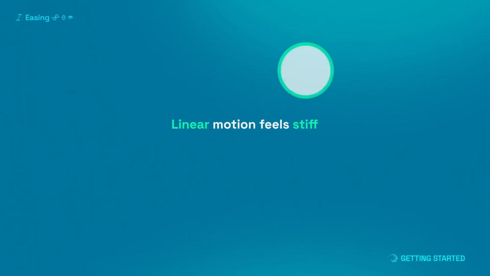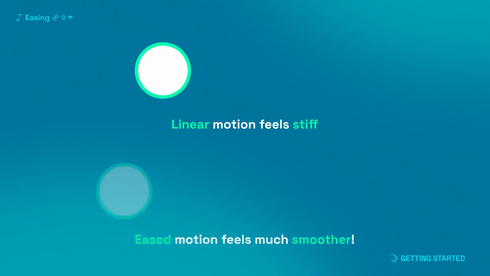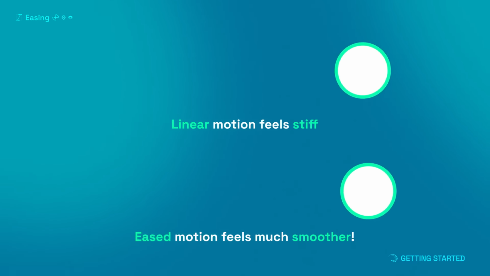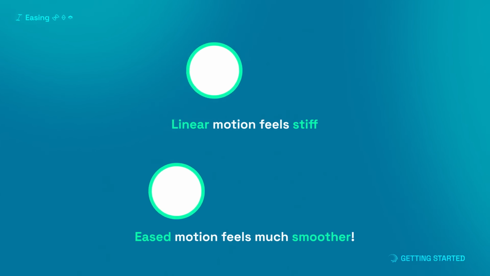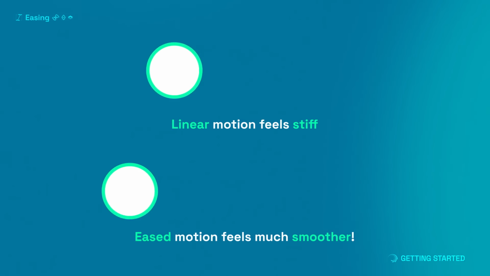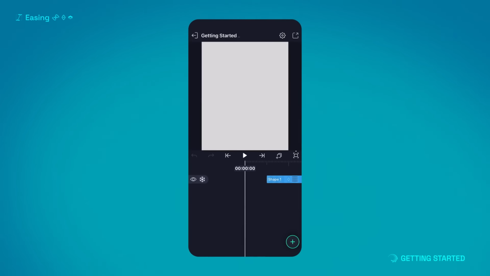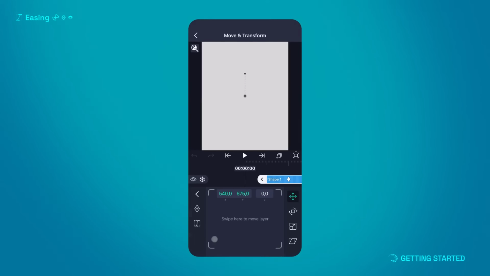In real life, objects tend to change velocity gradually, continuously speeding up and slowing down rather than moving at a constant rate. In animation, this kind of natural, gradual change of speed is called easing, and it's easy to apply it to any keyframe animation in Alight Motion. Let's start with the rotation animation. With the snowflake layer selected, tap Move and Transform and then the rotation icon.